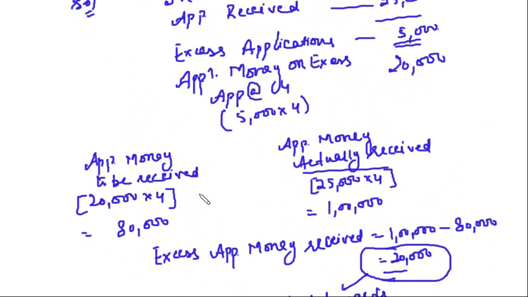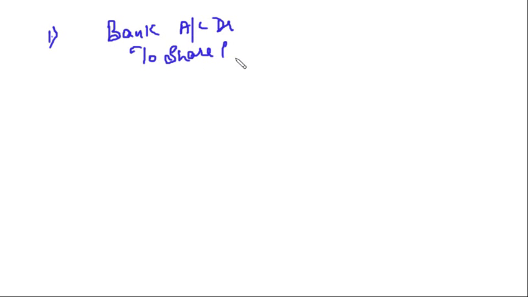How many applications you have received and how much application money you have received is the question. Right? That is, the first entry is bank account debit to share application account. How much is it? You received applications for 25,000 shares, and on that you have received at the rate of rupees 4. You have received application money to the extent of 1 lakh rupees.